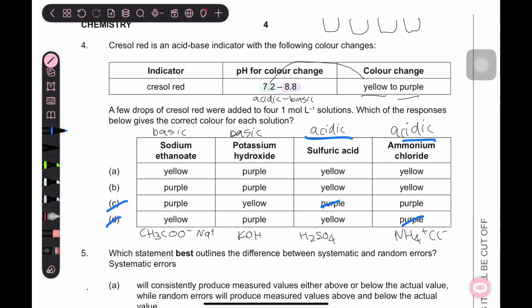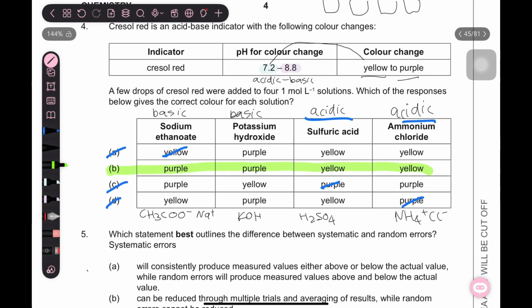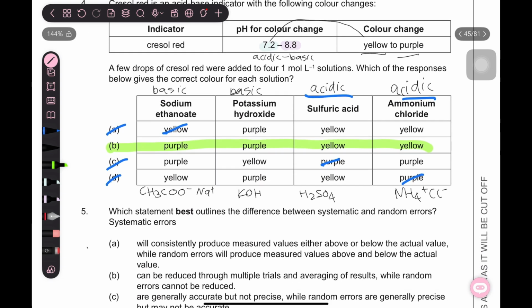All right, now we're going to go through the same process and cross out for the bases the options that have the base as not purple. So we know that A does not have that as purple. So therefore we know our final answer is B, where we have sodium ethanoate as purple, potassium hydroxide as purple, sulfuric acid is yellow, and ammonium chloride is yellow.